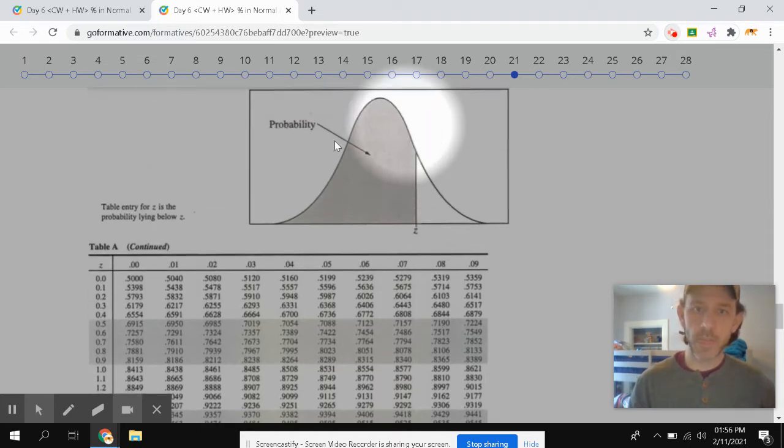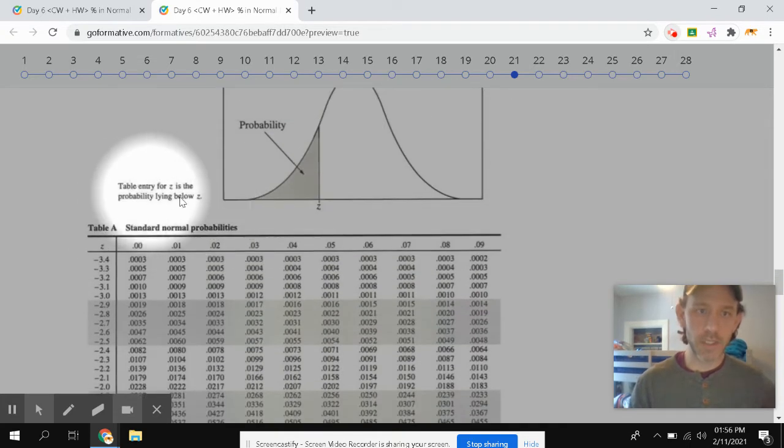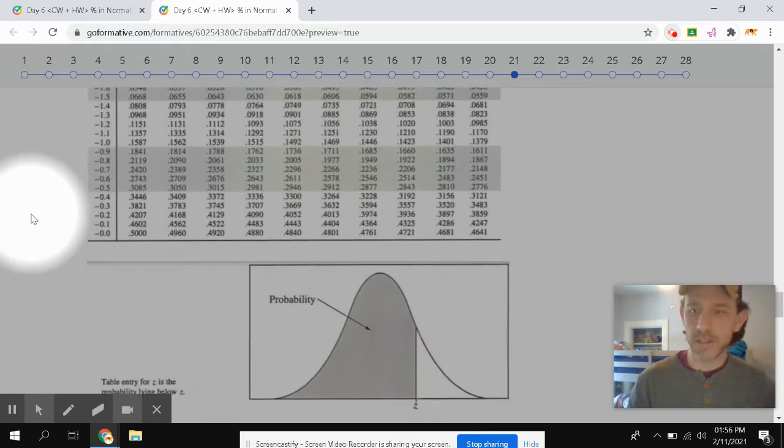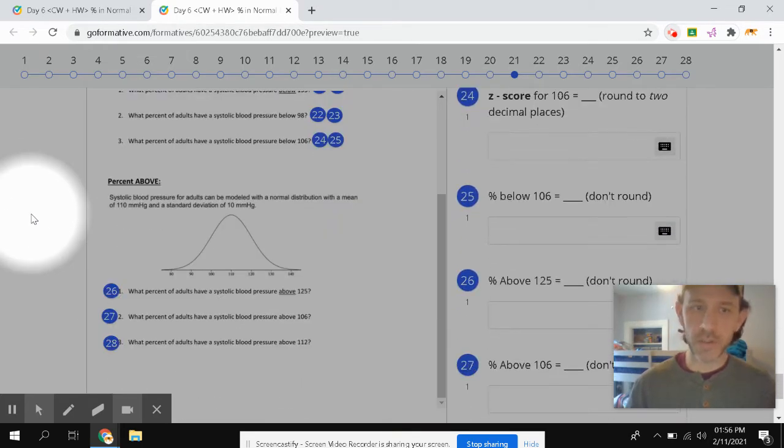Notice this table is giving you a percentage that's below a z-score. That's like shaded in below. And all of these are percents lying below. That's what it says there. Same with the negative side, right? It's always the percents below. So if I think about the percents above, I would be looking at the other side. And there's just one added step that we have to do to solve for these.